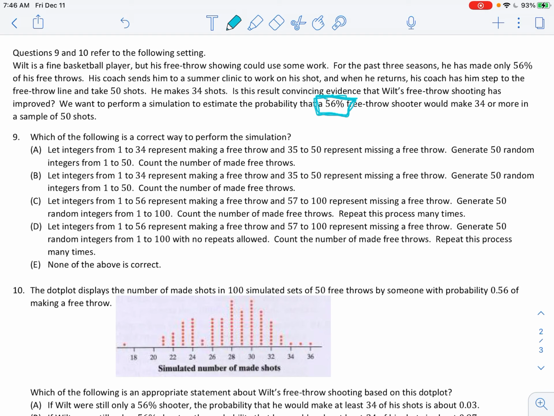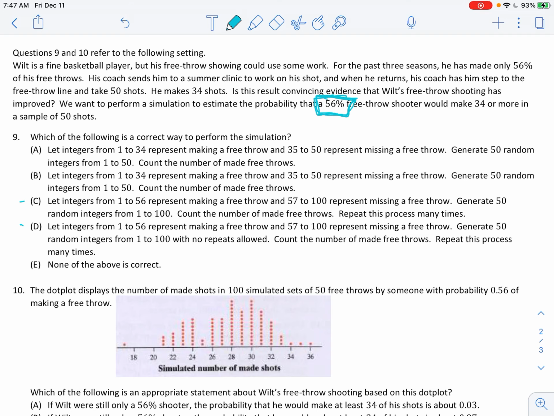So when I read through these, I want to have basically 56% of values I generate representing making a shot. So I don't want to have 34% making a shot. That has nothing to do with it. That's what actually happened. I don't care about what actually happened. When I set this up, I want to mimic what they're claiming will happen. So they're claiming it'll happen 56% of the time. So that leaves me with C or D, or possibly E.